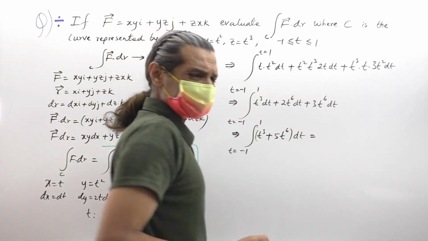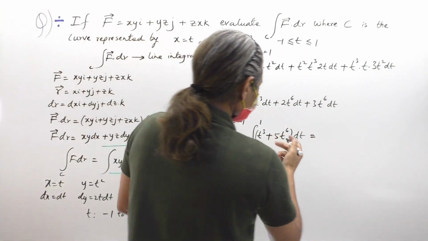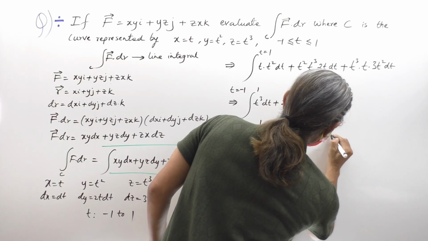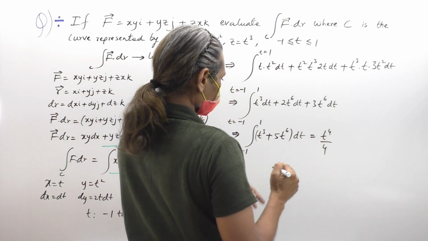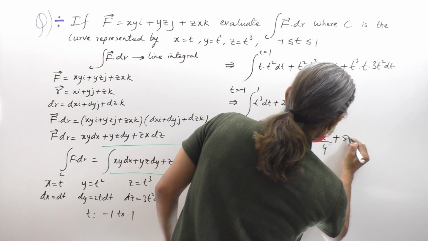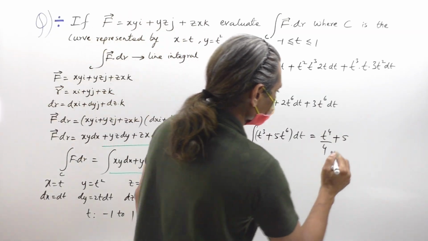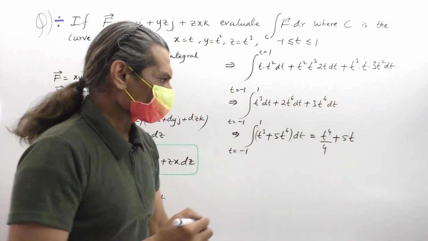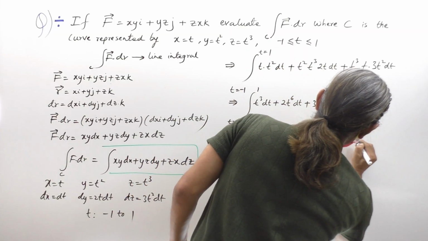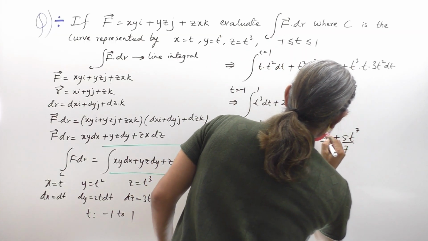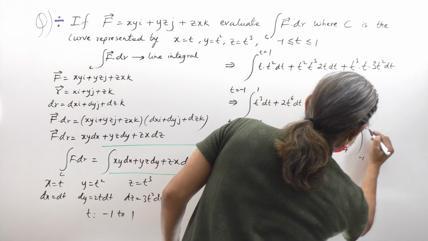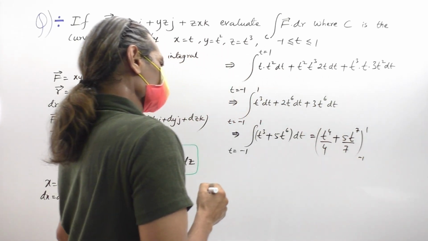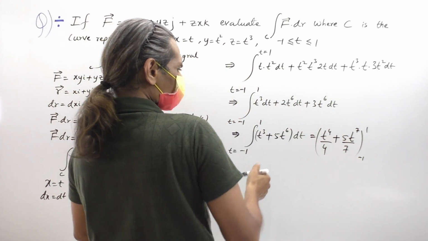You can use a calculator also, or you can solve directly, because integration of t cube is what? t raised to 4 over 4, plus 5 into integration of t raised to 6 is what? Because integration of t^n is t^(n+1) over n+1. So we can write t raised to 7 over 7, since 6 plus 1 is 7, and the limits are minus 1 to 1. Okay, so you can solve this here now. See, we already integrated this.